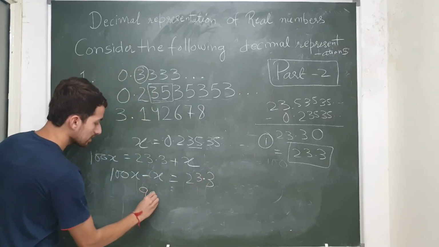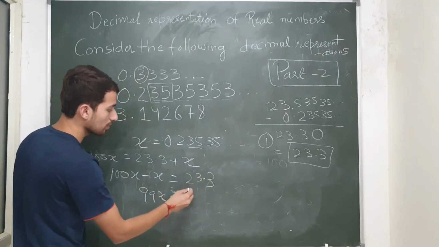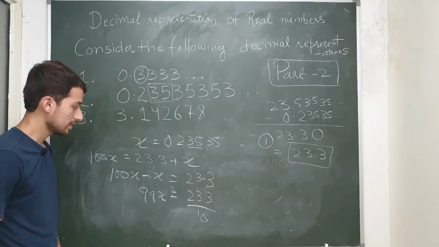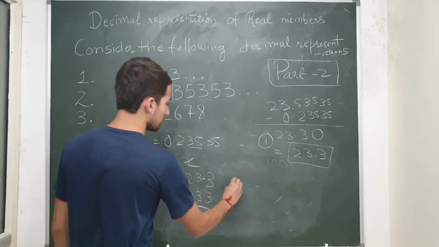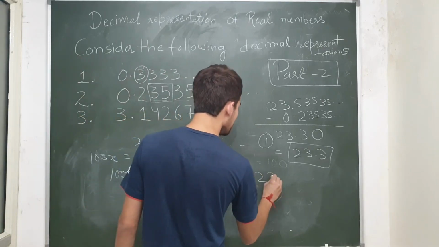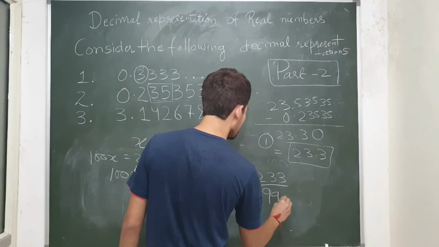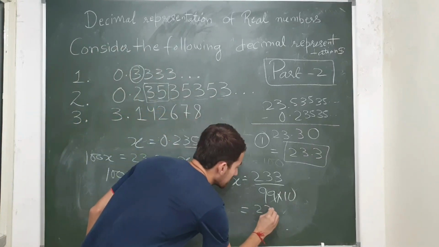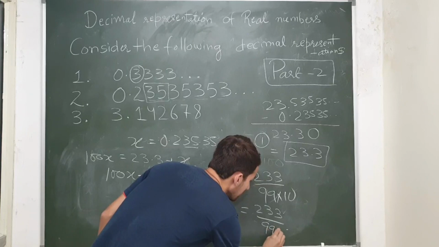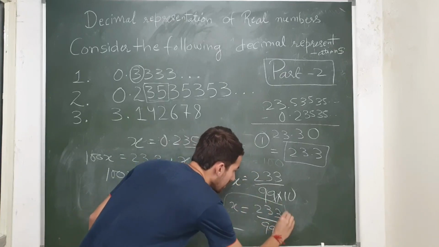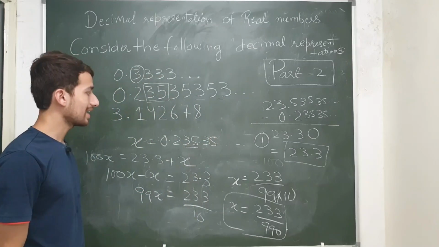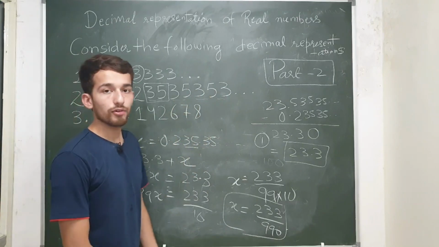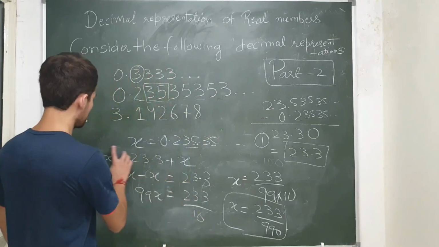So 99x equals 23.3, which is simply 233 by 10. Take this 99 over here. So x will be 233 by 99 times 10, so this is 233 by 990. This is the required rational number corresponding to this decimal expansion. Now finally we are going to take the third problem.